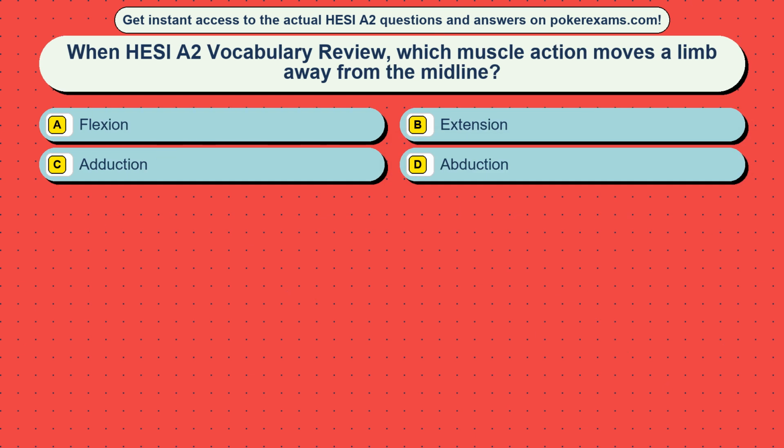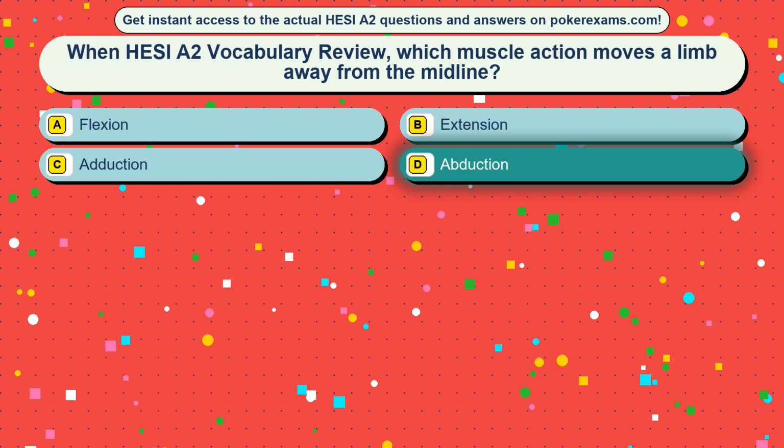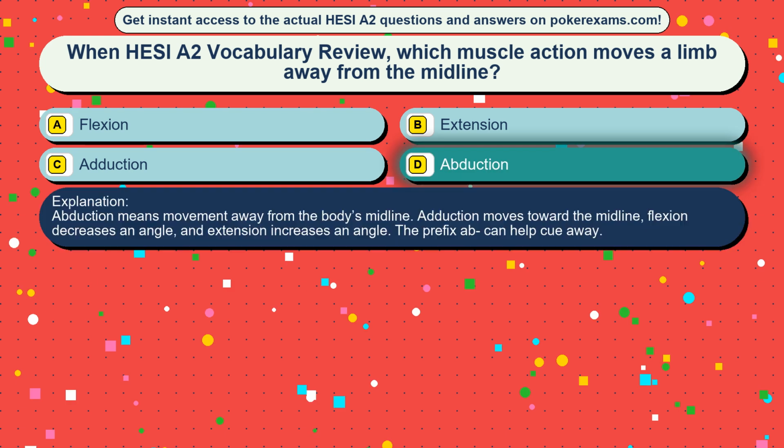Question 39. When HESI A2 vocabulary review, which muscle action moves a limb away from the midline? Option A, flexion. Option B, extension. Option C, adduction. Option D, abduction. The correct answer is option D, abduction. Abduction means movement away from the body's midline. Adduction moves toward the midline, flexion decreases an angle, and extension increases an angle. The prefix AB can help cue away.